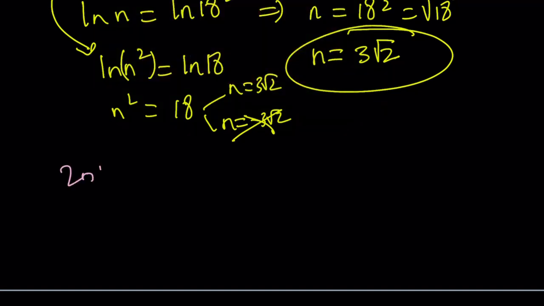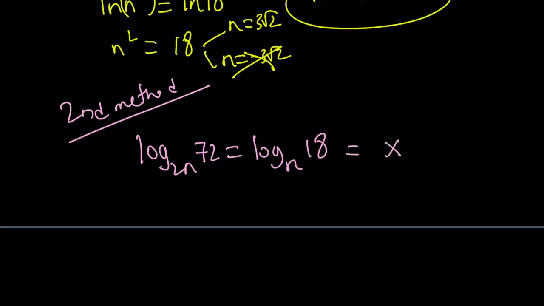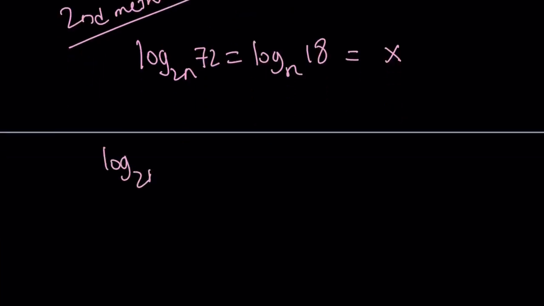The second method. For the second method, let me rewrite the problem. We're going to go ahead and use substitution because it's very helpful in most cases. Let's go ahead and set both of these equal to x. And let's see what that implies. So first of all, write this, set it equal to x, and use the definition of logs. And what does the definition say? Start here, that's the base, and that's the exponent, and this is the result.